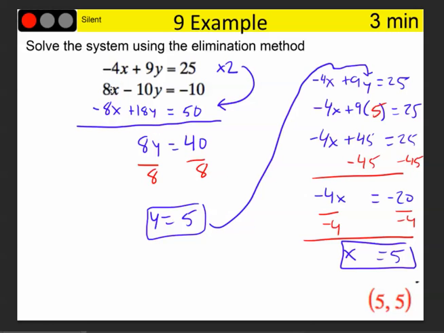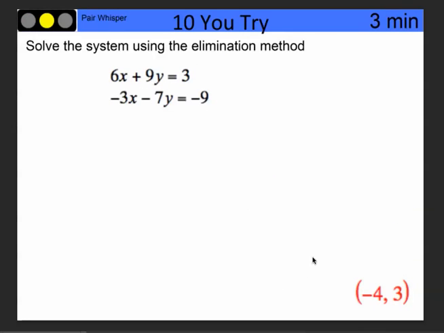So the only thing that we did differently here was that none of these matched up perfectly, so I multiplied one of the equations to make them match up. I saw +8x, and I wanted -8x, so I multiplied the first equation by 2, doubled everything, and then I could eliminate. Try this one out on your own. Here's the solution so you know if you're correct or not.